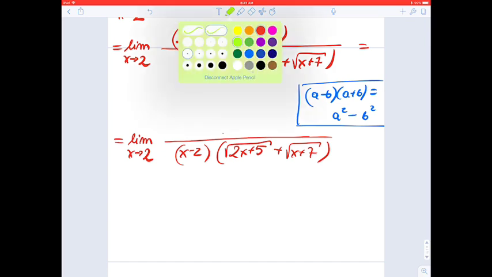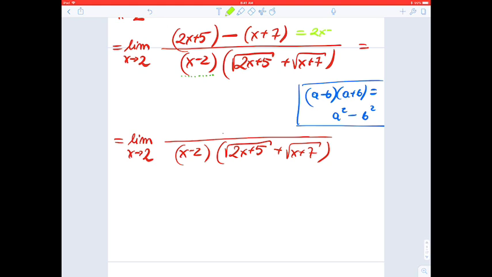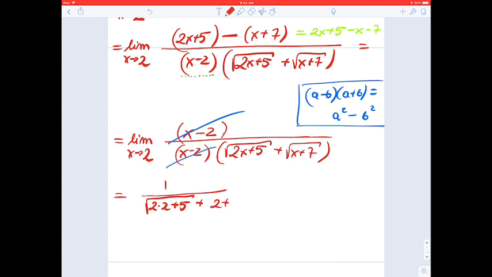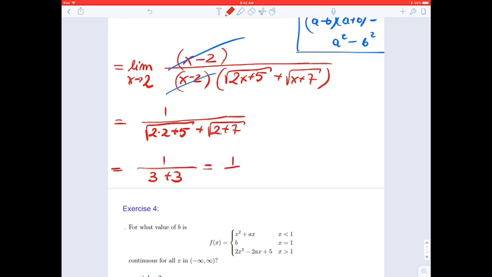I can simplify on the top: 2x plus 5, distribute the negative, minus x minus 7. Then 2x minus x is x, and 5 minus 7 is negative 2. Excellent, I found my 0. The 0 is gone. Now I can use direct substitution: 2 times 2 plus 5, 4 plus 5 is 9, square root of 9 is 3, plus the square root of 2 plus 7, which is 3. It is 1 over 6.